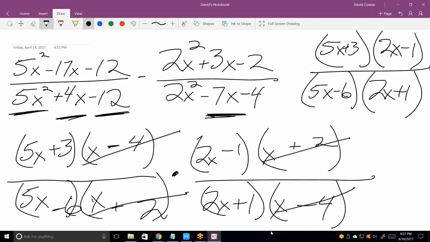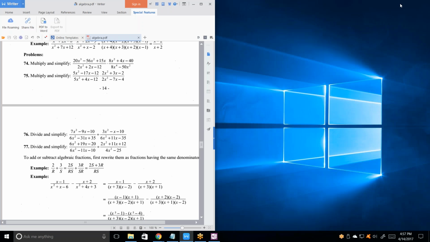Now, believe it or not, you cannot do anything more with that. You can't do anything with the 2x minus 1 and the 2x plus 1. Those are completely different terms. And I cannot do anything with the 5x plus 6 over the 5x minus 6. Those are also completely different terms. So this is what the book should show as the answer. Let's make sure it does for 75.